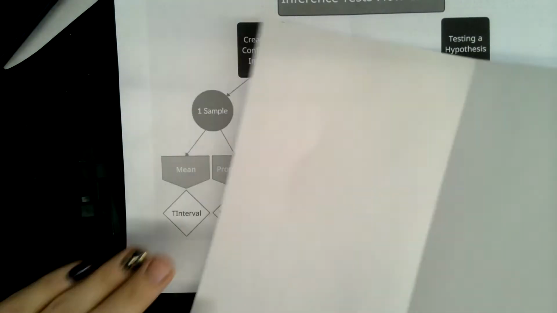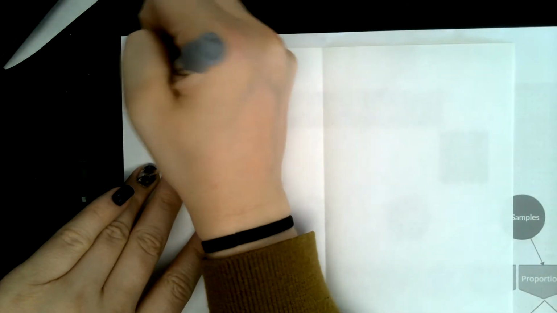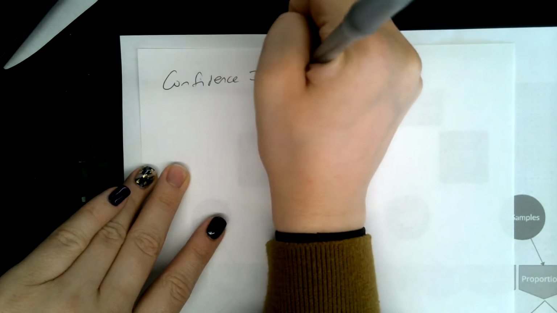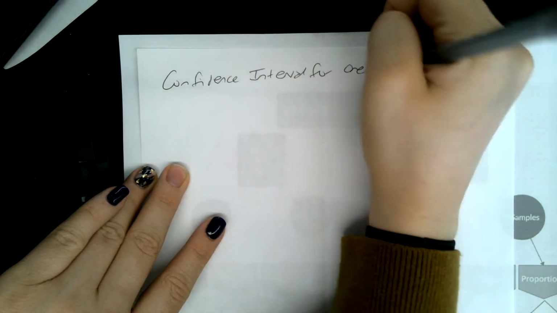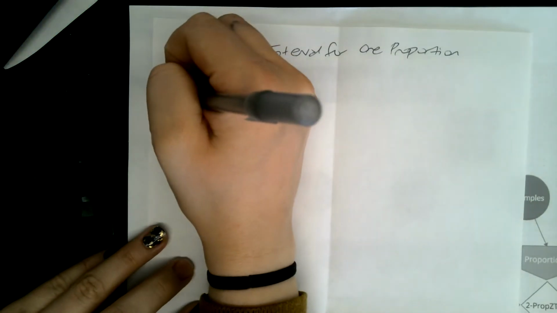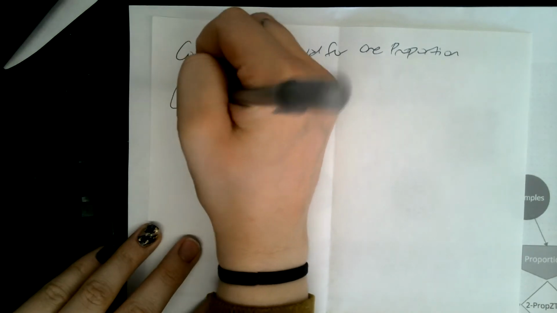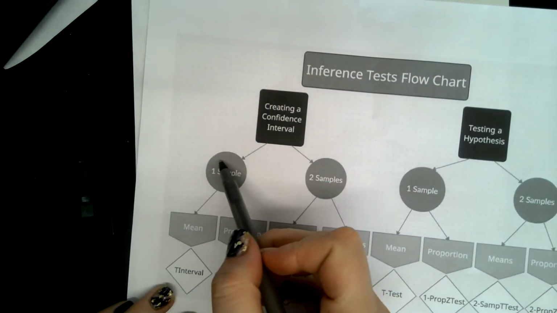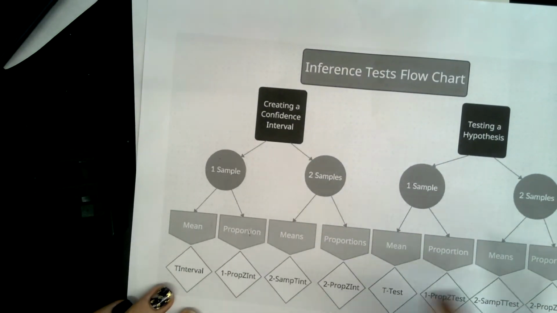You can find this template in the study guide or in the Desmos. It is called a confidence interval for one proportion. Box 1, we're going to name that test. We just figured out that name. It's a 1 prop z int. That's what we found here. Confidence interval, one sample, proportion, 1 prop z int.